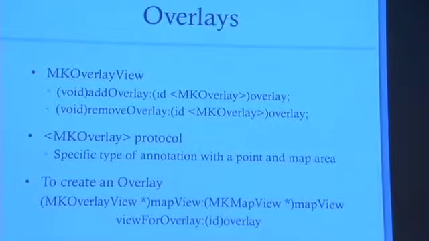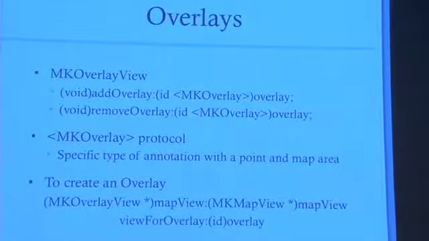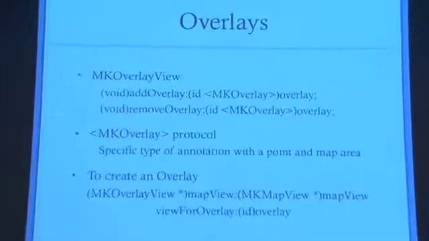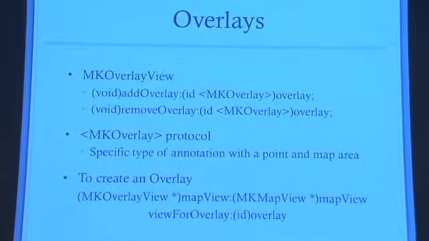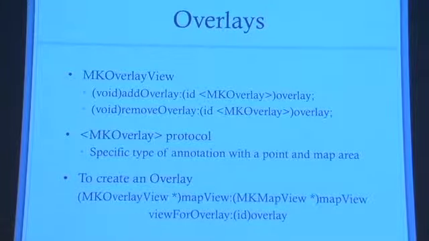And I'm very briefly going to talk about overlays. An overlay is a type of annotation with a point and a map area. So it can be a circle, a rectangle, a line, or some sort of polygon that you want to show on your map. Similarly to annotations, you can add an overlay and remove an overlay, and to create an overlay, you use MapView viewForOverlay. So let's check out the demo.